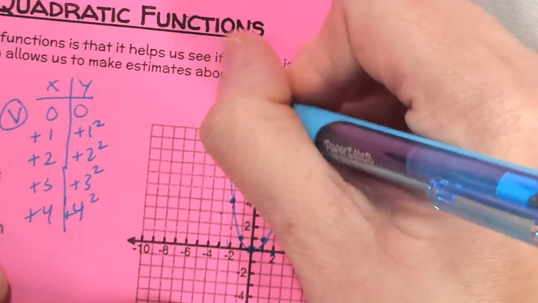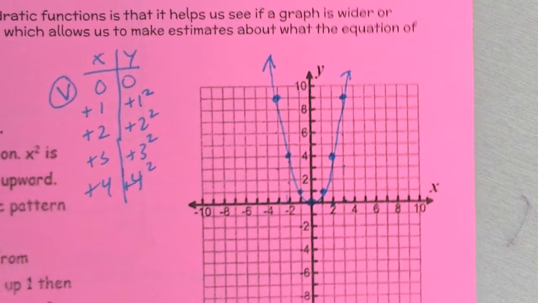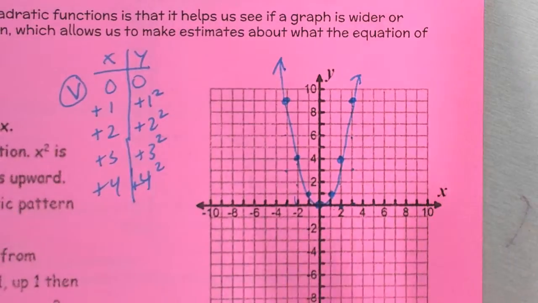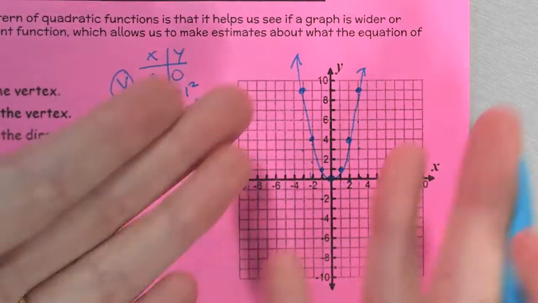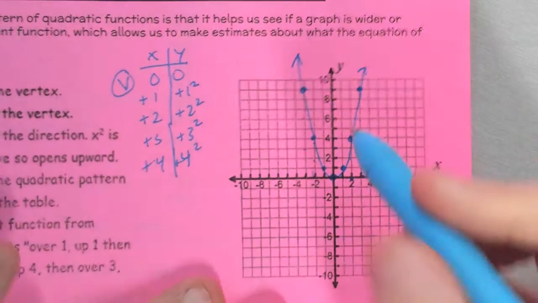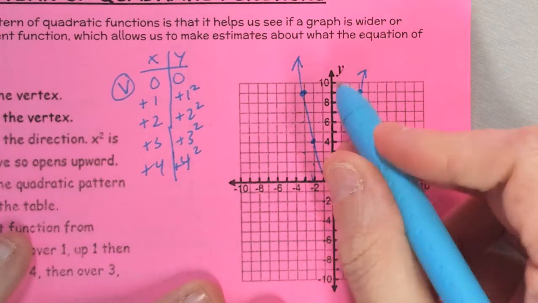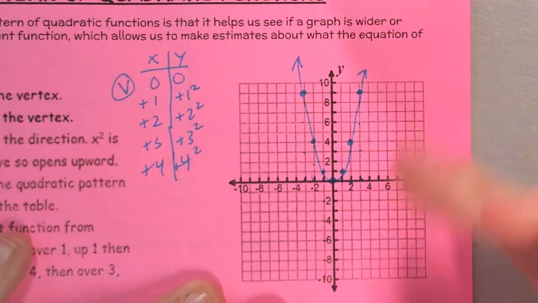Now, why do we need to know this? Well, tomorrow in class, we're going to be looking at parabolas, and we're going to be trying to figure out, is this wider or narrower than the parent function? Did it get stretched? Did it get compressed? Well, in order for me to know whether it got stretched or compressed, I got to know what the parent function looks like. So I can't tell if this thing is steeper or flatter than the parent function if I don't know what the parent function looks like.